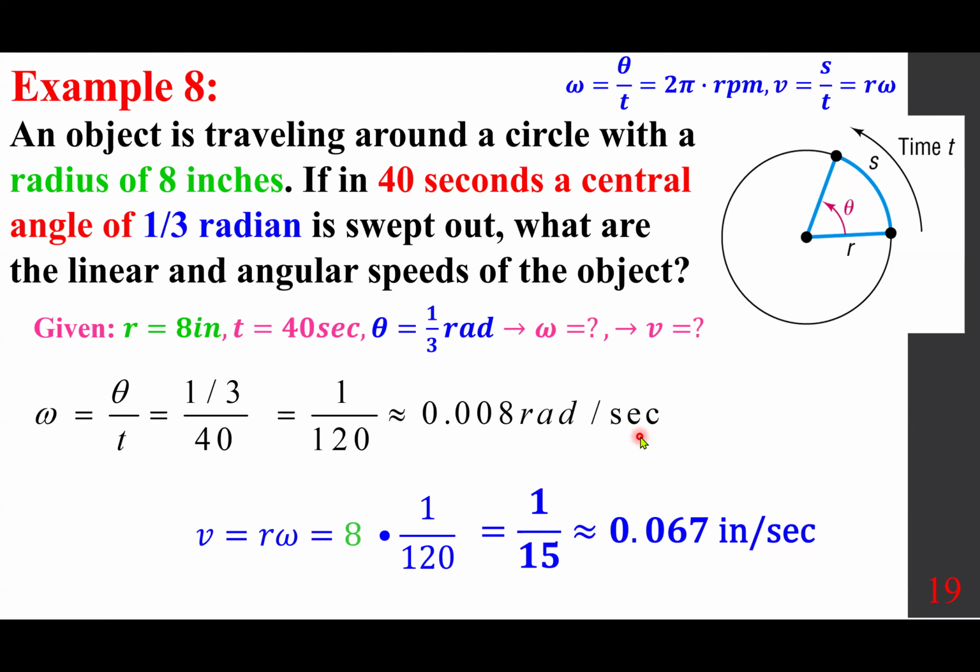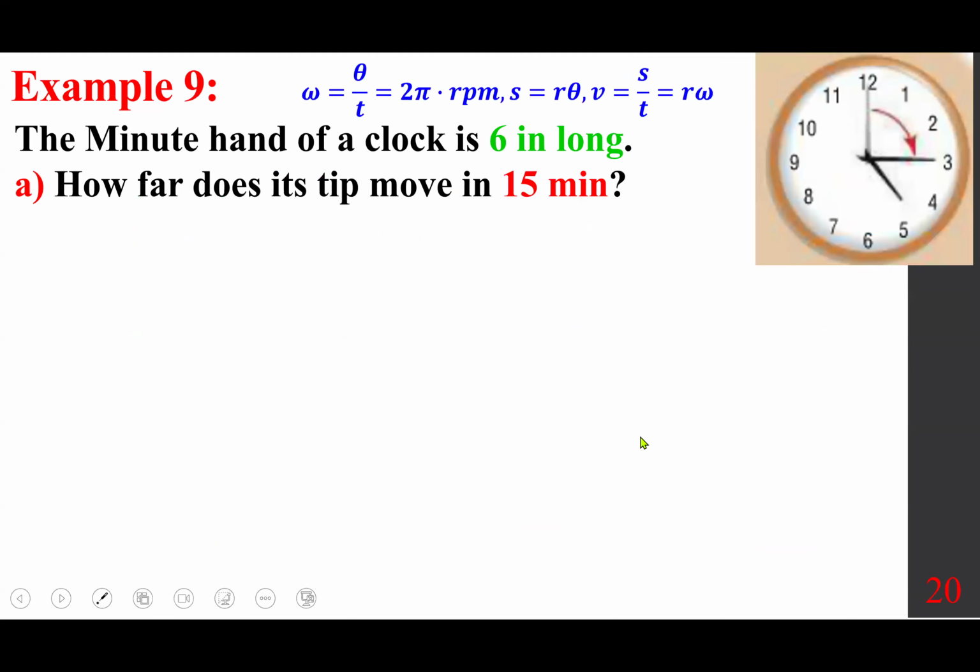Again, we have the question and we go over the answer only. So the minute hand of a clock is 6 inches long. So this is the hour, this is the minute, this is the second, this is 6 inches long. How far does its tip move in 15 minutes?